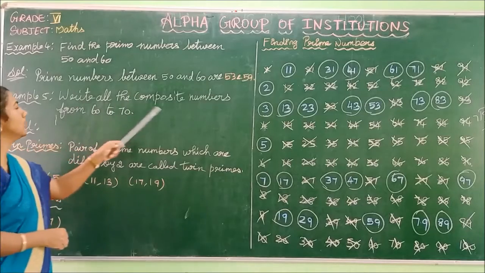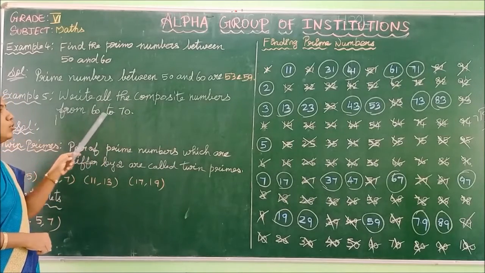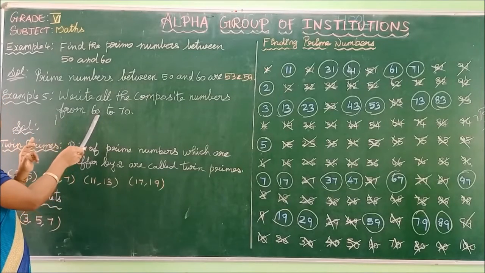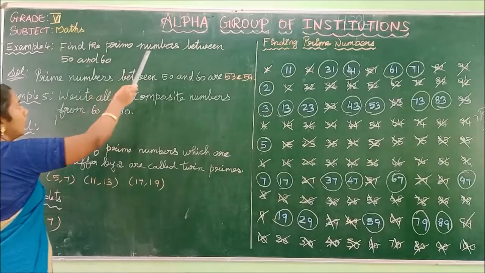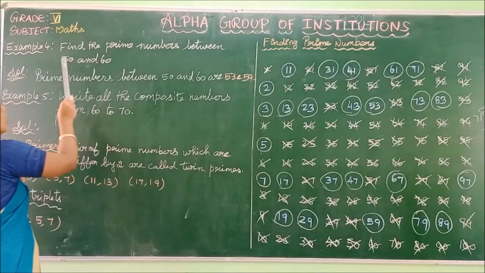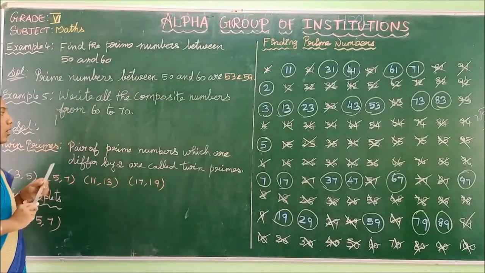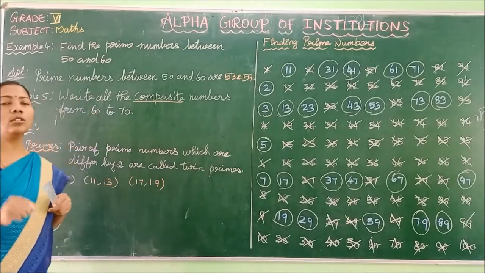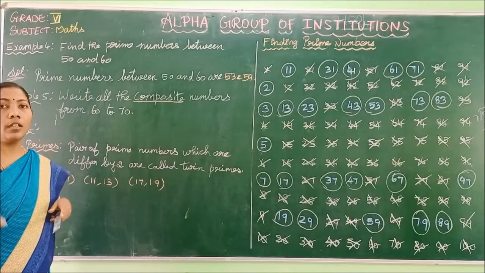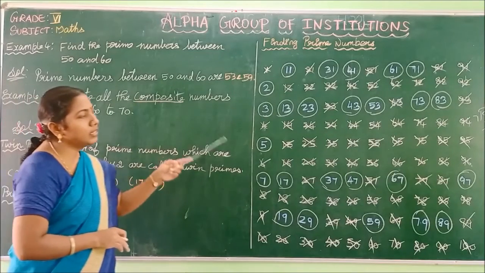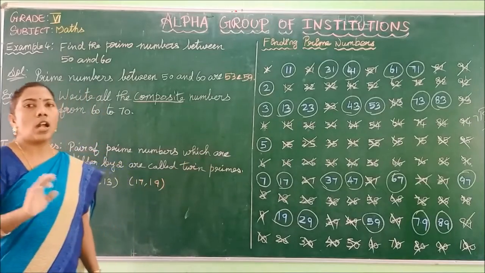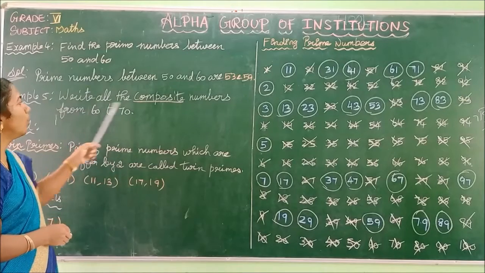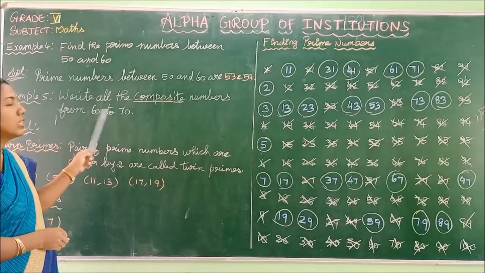Read the next question. Write all the composite numbers from 60 to 70. If they say from, you have to include the first number, 60. If they say between, you have to exclude both the numbers. What are they asking? They are asking for composite numbers. I already told you, those numbers which are not prime are called composite numbers. So you can easily say all the crossed out numbers are composite numbers except one. Okay, one is neither prime nor composite. So you have to find the composite numbers from 60 to 70.